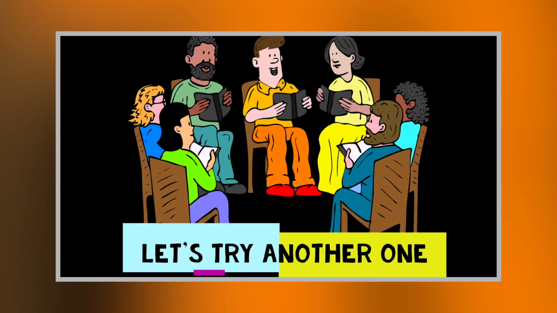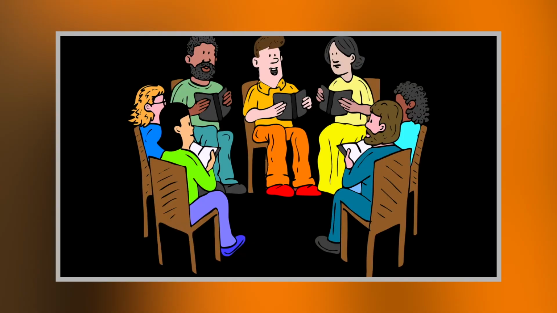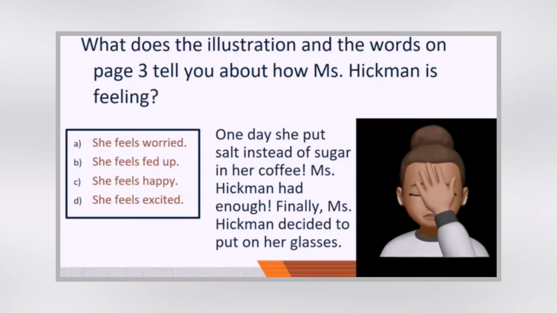Let's try another one together. What does the illustration and the words on page 3 tell you about how Miss Hickman is feeling? This time, we have to look at the words and the illustration to answer our question. Let's read the words first, and then we'll look at the illustration. One day, she put salt instead of sugar in her coffee. Miss Hickman had enough. Finally, Miss Hickman decided to put on her glasses. What information can you find in the words that would help us figure out how Miss Hickman is feeling?